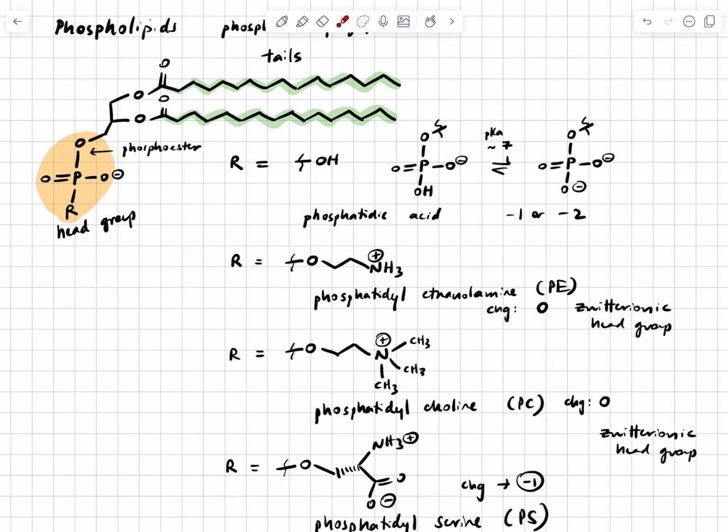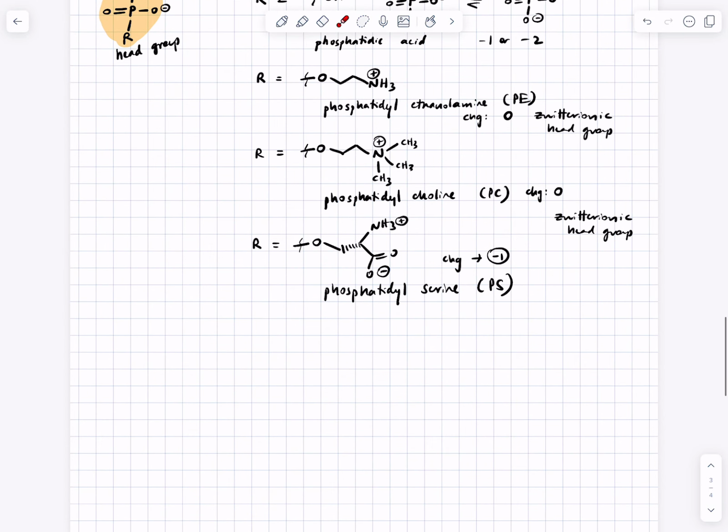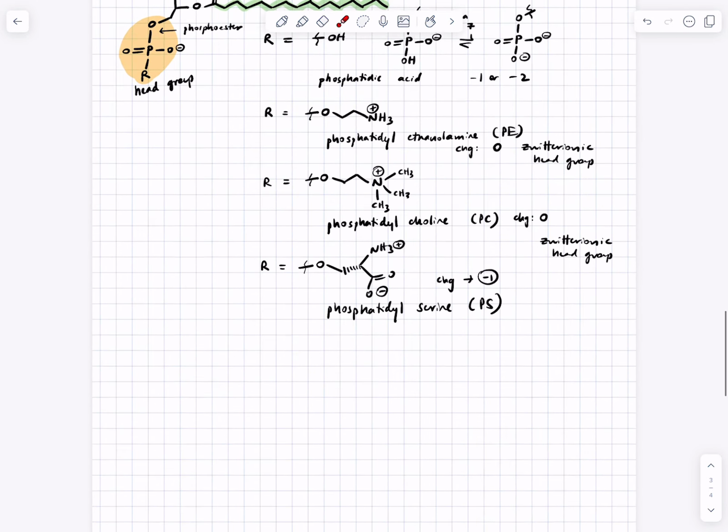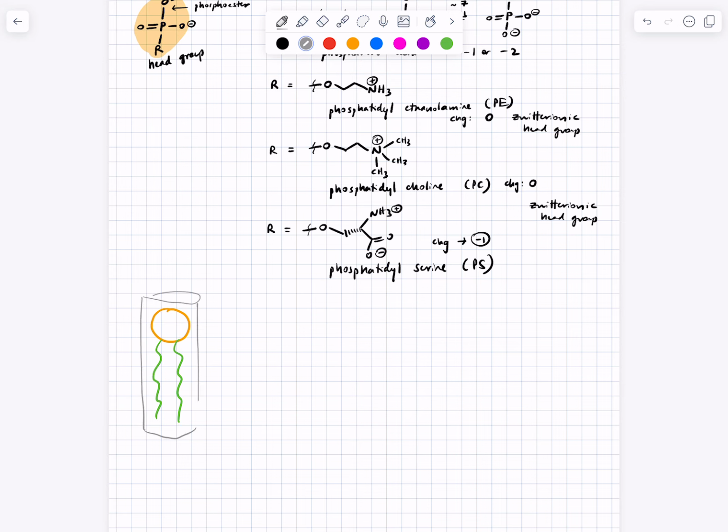Of course, if we take a step back and just consider the shape of a phospholipid, and we've done this before in 351, so this is definitely a review. This is the polar head group. These are the two non-polar tails. And you can see that the overall shape of the phospholipid is somewhat cylindrical in nature.